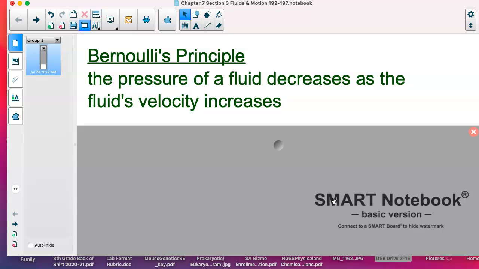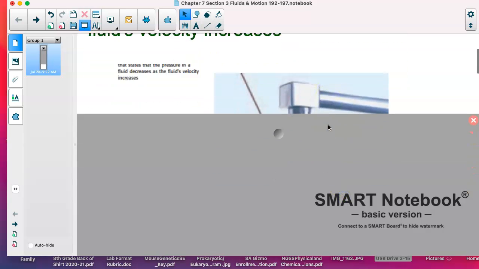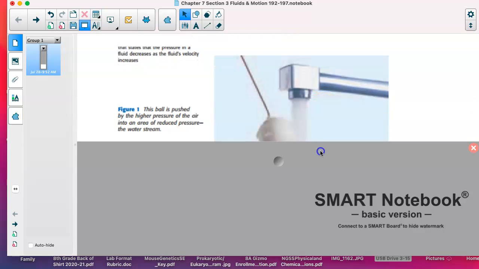So he said the pressure of a fluid decreases as the fluid's velocity increases. Now, we are also talking about air. Air is a fluid, not just liquids. So be careful as you think about that. Much of what we will address today has to do with air.